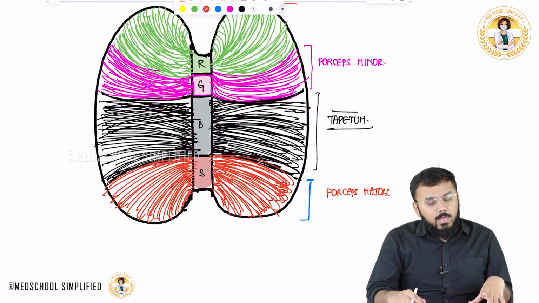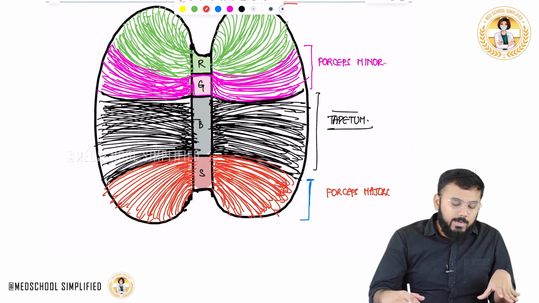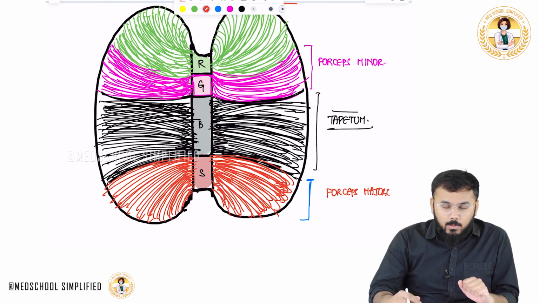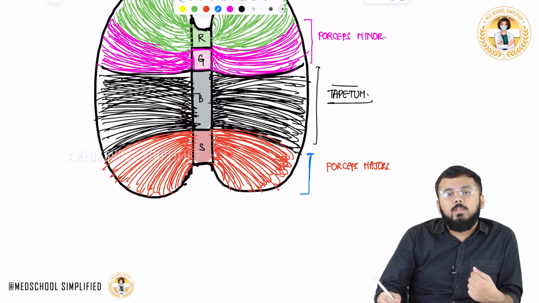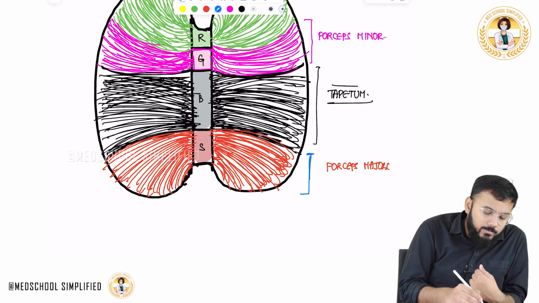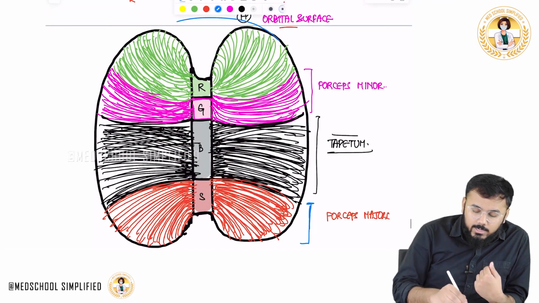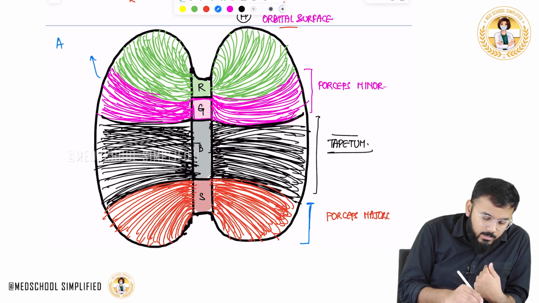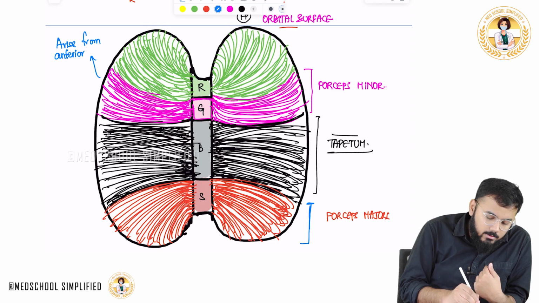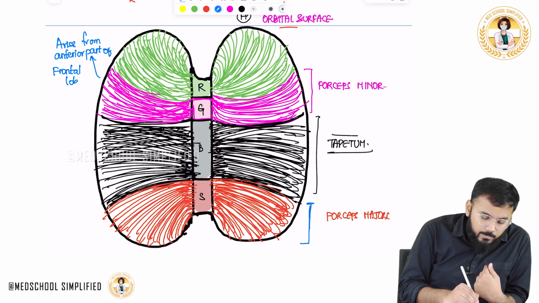Right. Now if someone asks you from where this forceps minor starts, you have to tell that the forceps minor starts from the anterior part of the frontal lobe. If I have to write it down, this is the frontal lobe, right? So the forceps minor arises from the anterior part of which lobe? They arise from the anterior part of the frontal lobe.